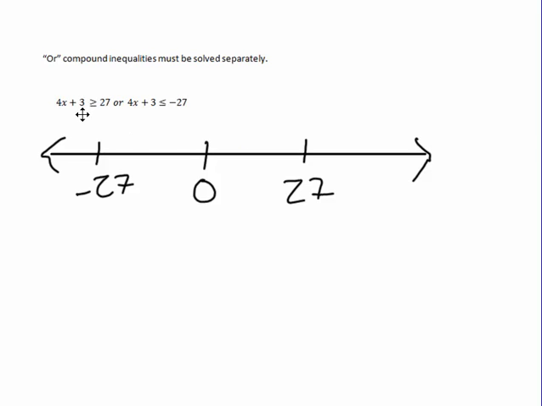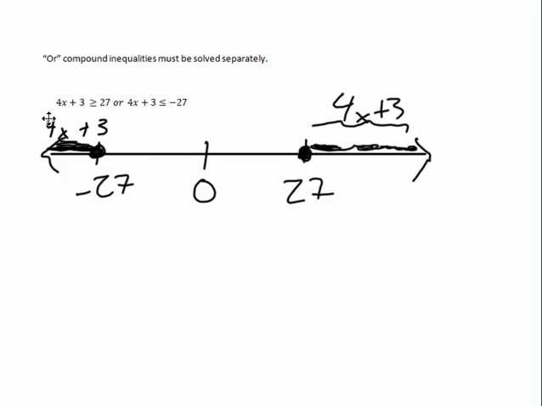And it says 4x plus 3 is greater than or equal to 27. So I'm going to have a closed dot at 27, and I'm looking at all the values bigger than 27. This describes 4x plus 3. And 4x plus 3 is less than or equal to negative 27. So we have a closed dot at negative 27, and we're going to describe all the values that are less than negative 27. And again, this describes 4x plus 3. But it doesn't actually tell me what x is.